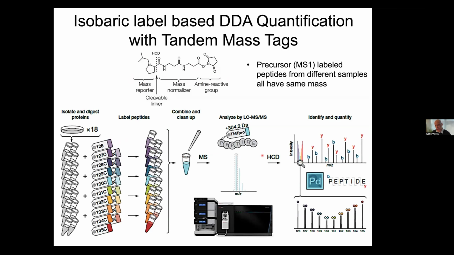So that MS2 step where you add energy and fragment your peptides into product ions, it also cleaves off these mass tags. And now you have your normal part of your spectrum for identifying the peptide that is present, but then you have these mass reporters that are free and tell you the amount of each peptide that was present in any given sample.